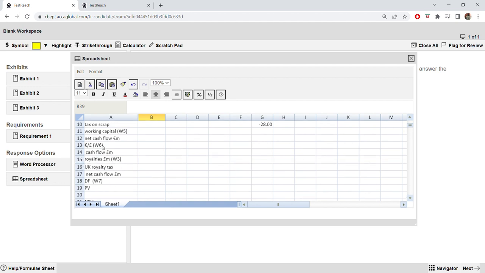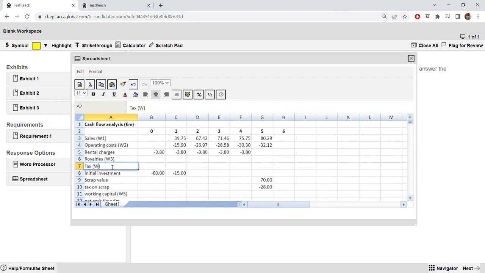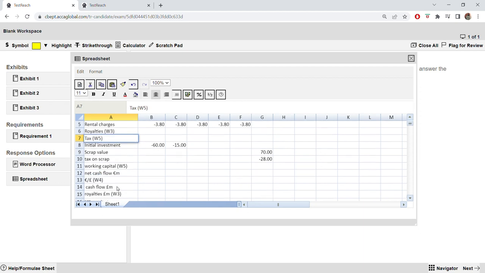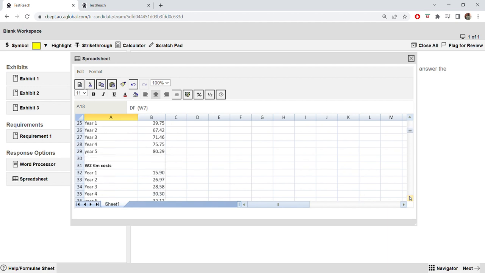Where is the, okay, this one, the exchange rate here, this will become a working. We'll not put any number for this right now. Oh, yeah, working 4, sorry, this is working 4 now, because royalty is working 3. So this will become your working 5 tax, and then working capital will become 6, and this is 7, which is correct. Rest all is fine. So we'll keep the space and we'll write working 4.